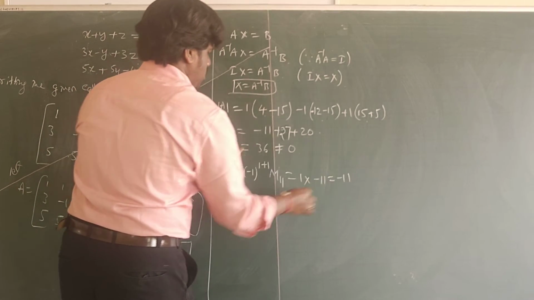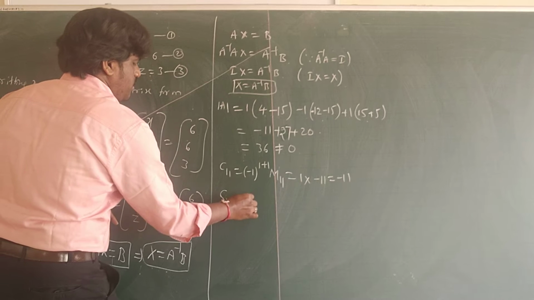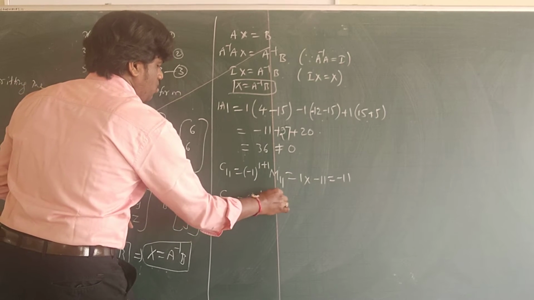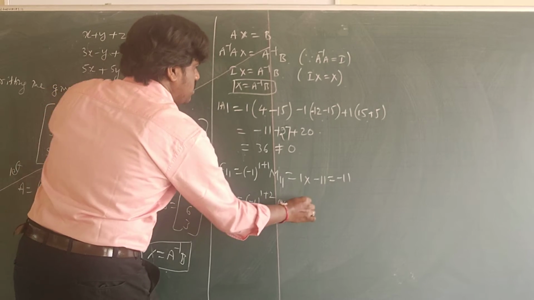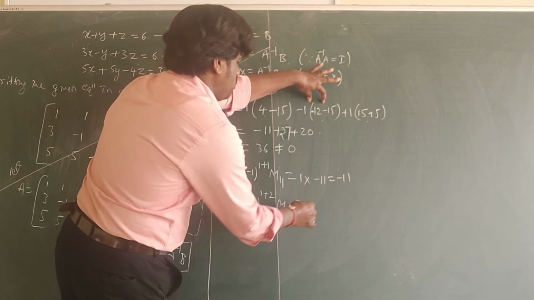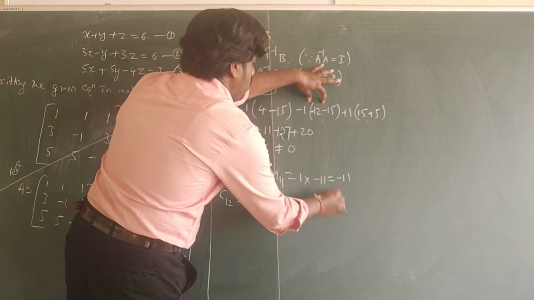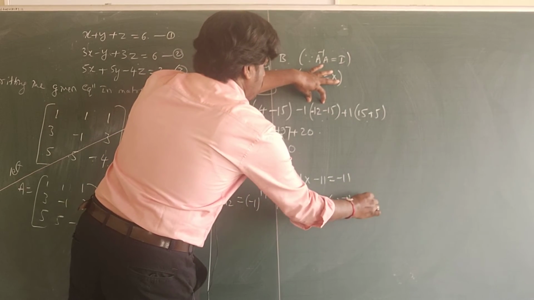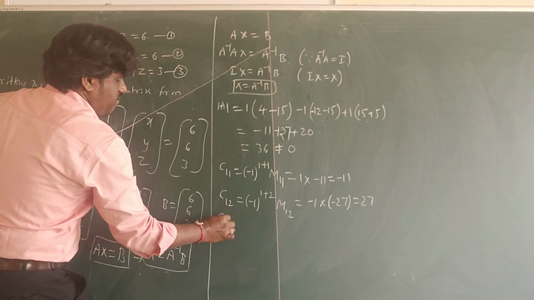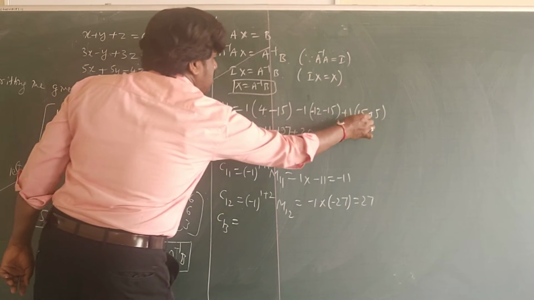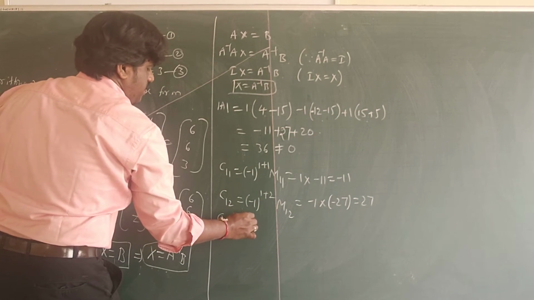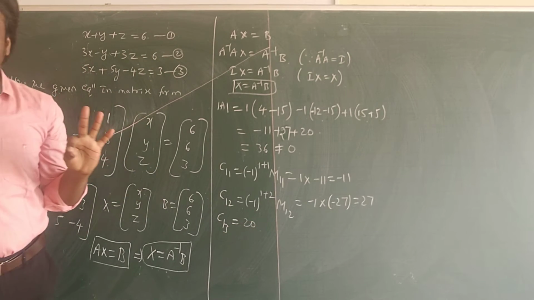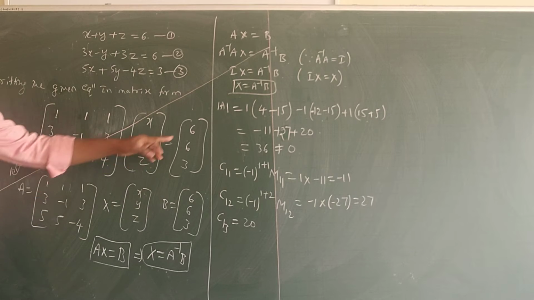So C11 is minus 11. So C12 is minus 1 power 1 plus 2, times M12. See, this one is this part only. So you get minus 1 into minus 12 minus 15, minus 27, that is plus 27. C13 is the last one. So 15 plus 5, 20. So C11, C12, C13, no need to do steps, already you have done it here.